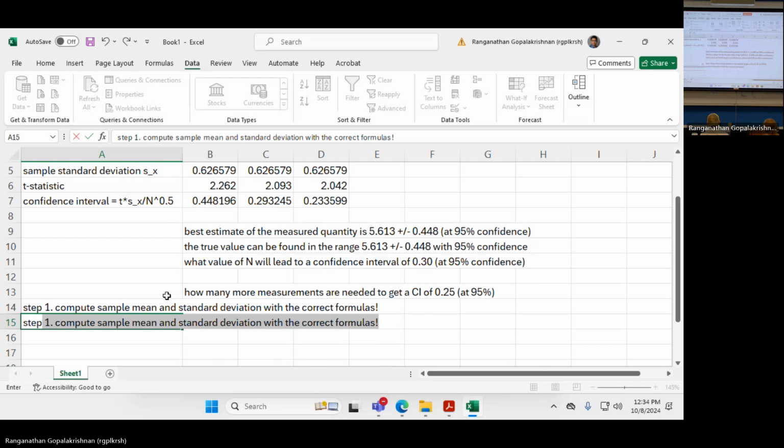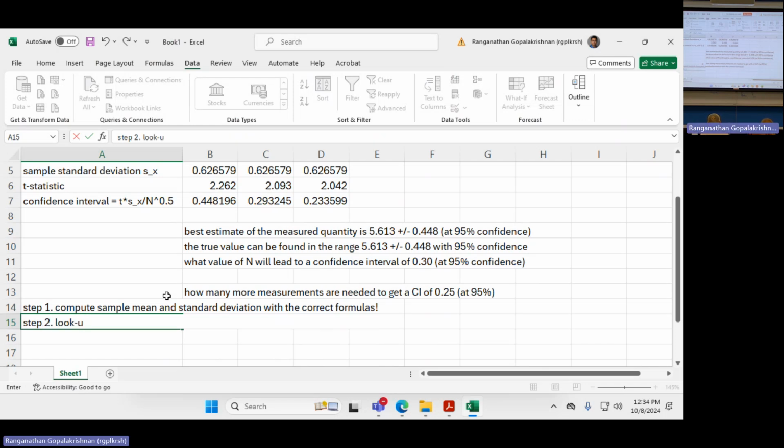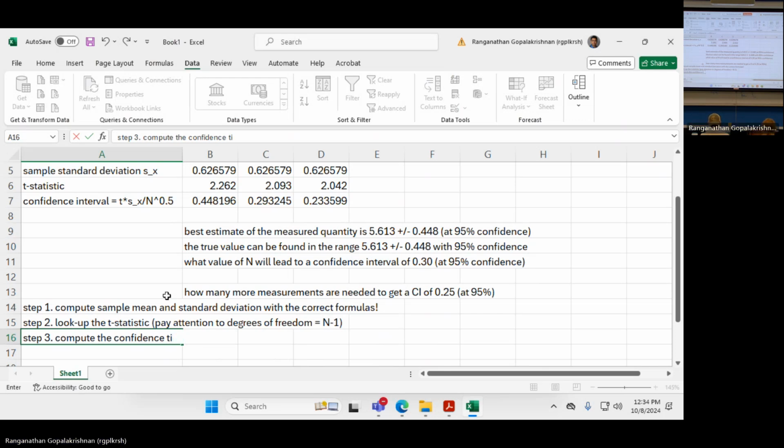Step 2, look up the t statistic. Pay attention to degrees of freedom equal to n minus 1. Step 3, compute the confidence interval. And step 4, answer the question with a closing statement.